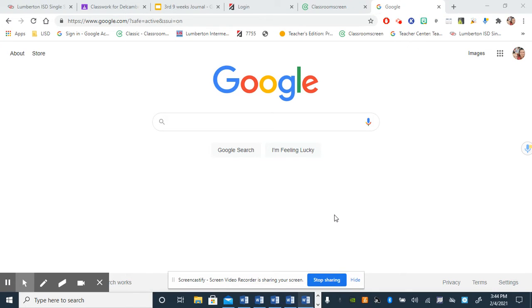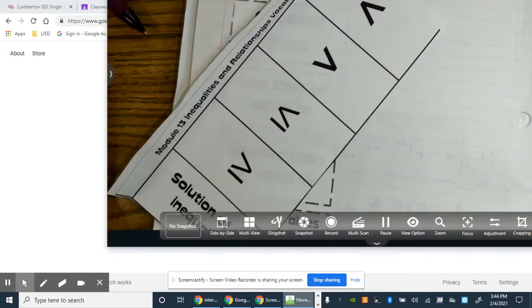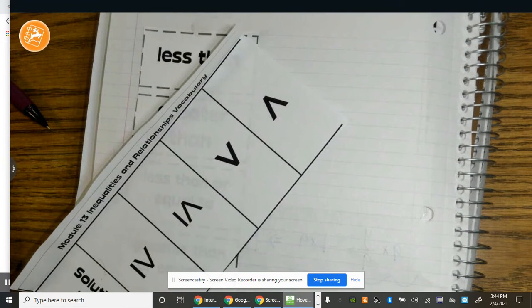Today is February the 4th, and here is a rundown of what we did today. We have our new unit that we're going to start, which is our inequality unit. So let's get to our notes, and your notes are 2 pages.